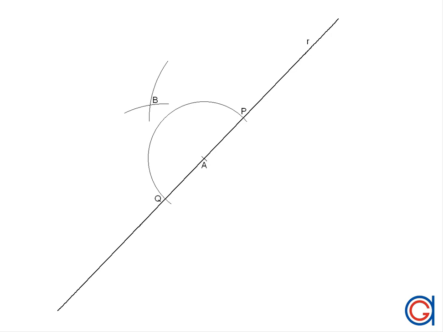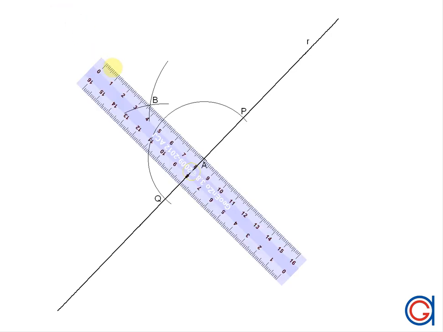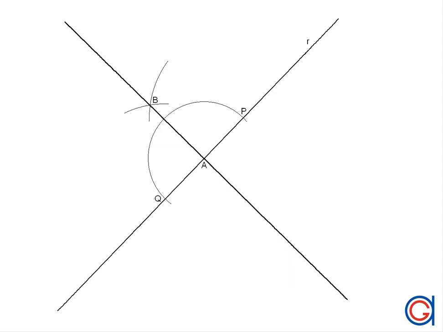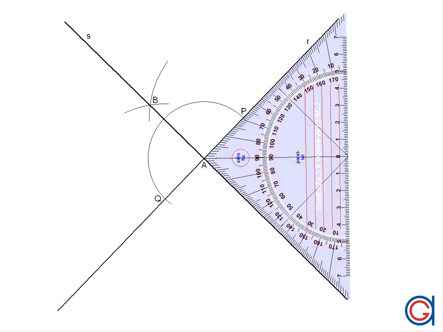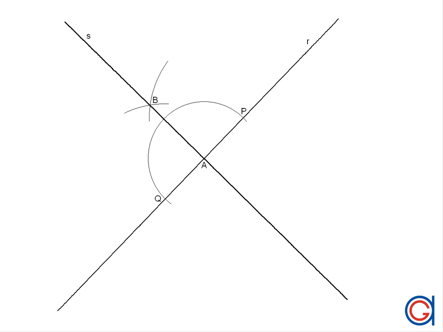And now finally, with our ruler and a thicker line, we are going to draw a perpendicular line going through point A and perpendicular to the given line R. Okay, and we can now check it with our 90-degree set square to show that it's 90 degrees, that it's perpendicular, and we will mark it with the symbol of perpendicularity as shown here.